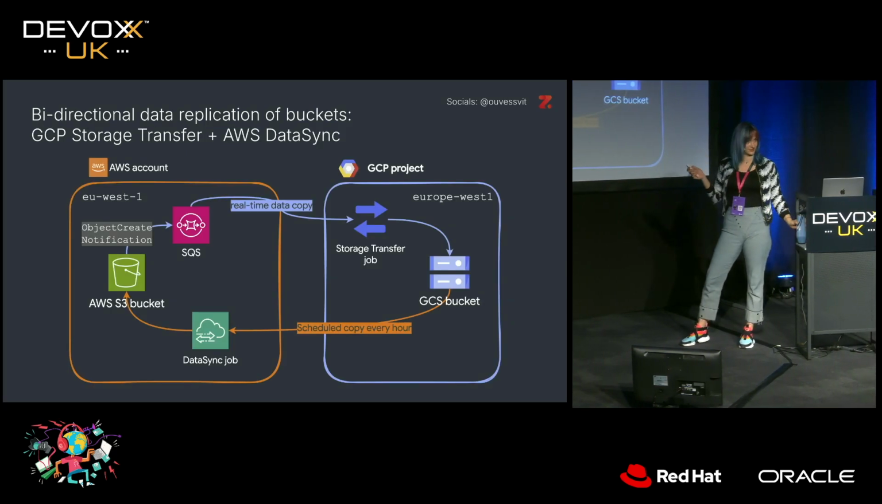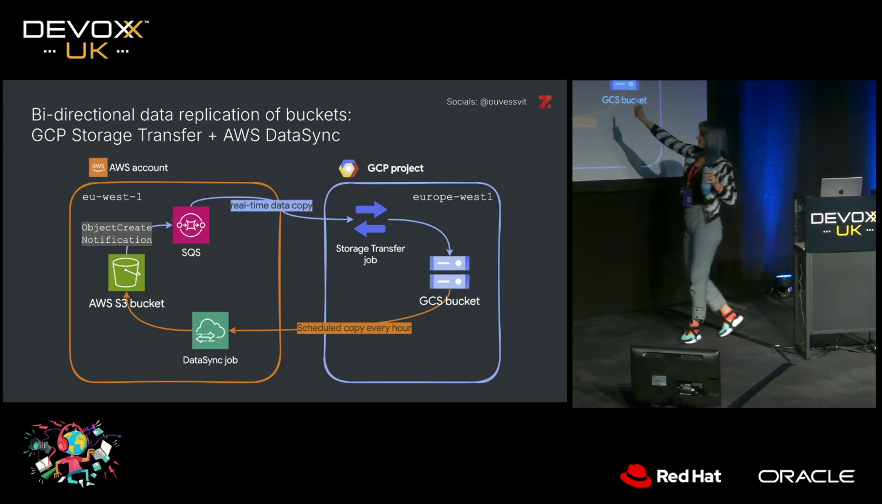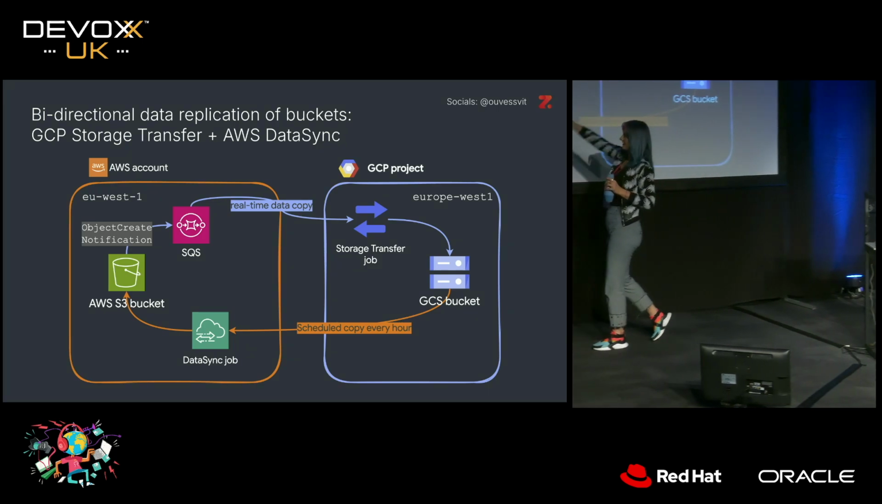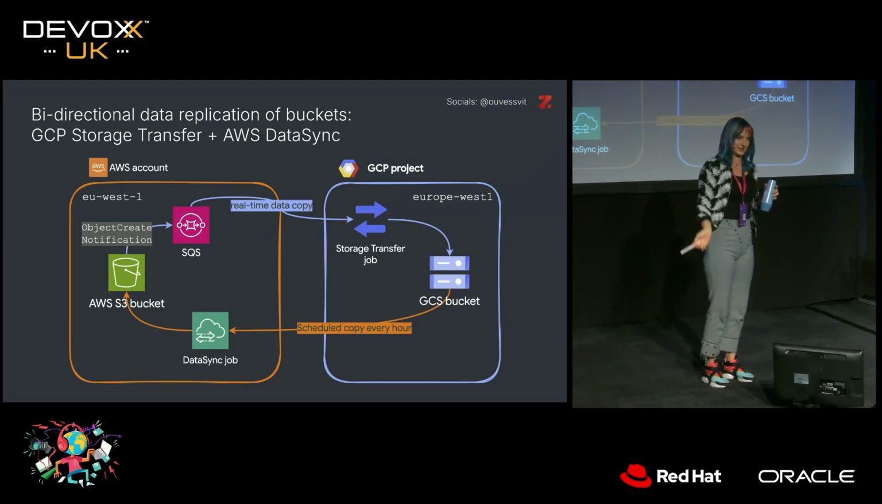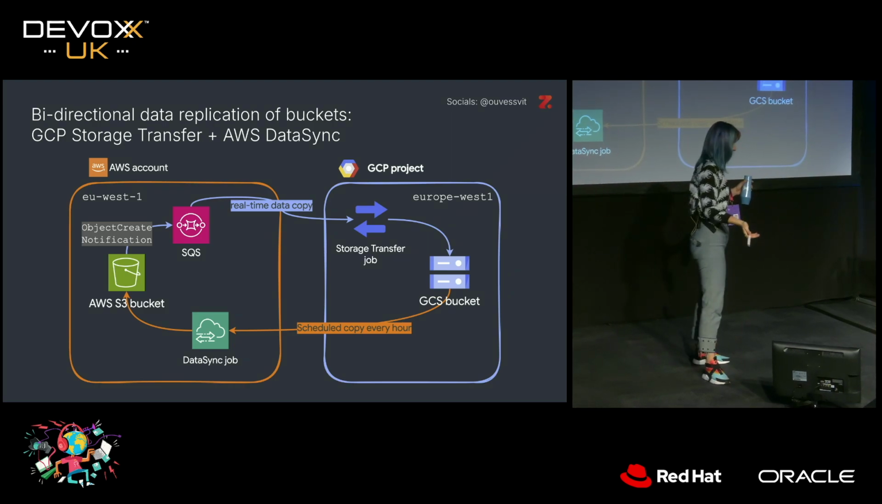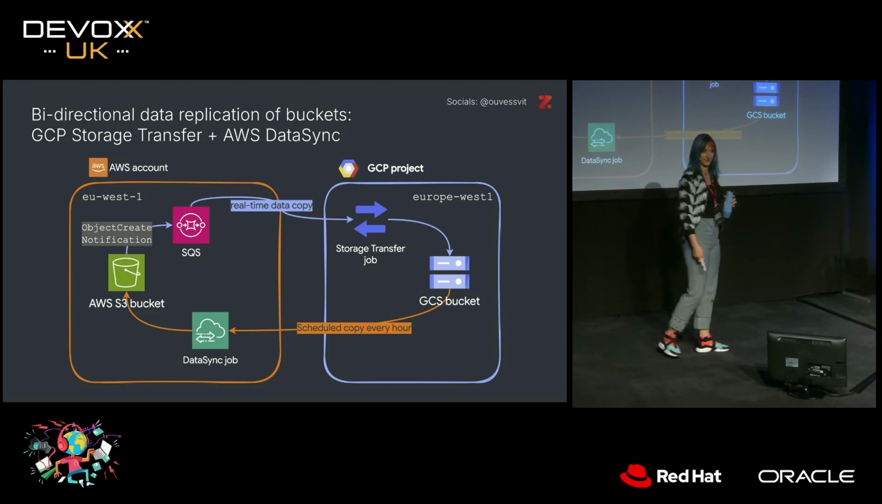For object store, we're going to use cloud-native tools. And for Google Cloud, we use a storage transfer job, which copies data from S3 to GCS. And when I started doing this, I thought, well, surely it handles bidirectional replication. Would be logical, but it doesn't.